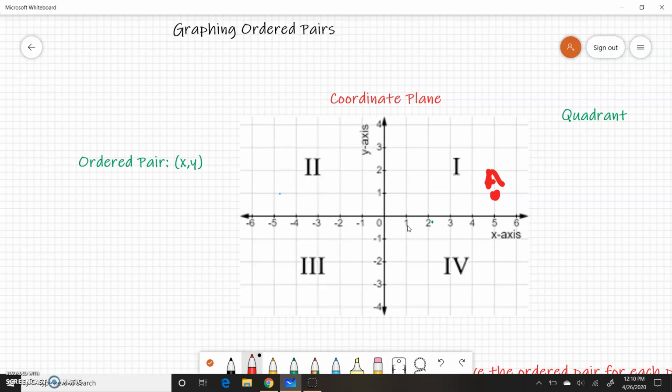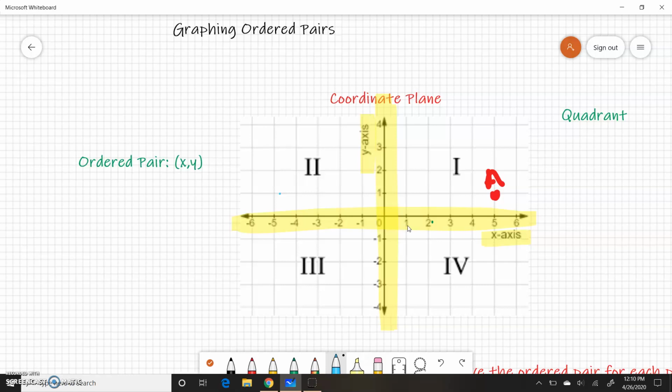So, on this coordinate plane, you should see right here says X-axis. This horizontal line, this horizontal part of your coordinate plane is called the X-axis. And then if you look right here, this says Y-axis. Your vertical line on your coordinate plane is called your Y-axis.